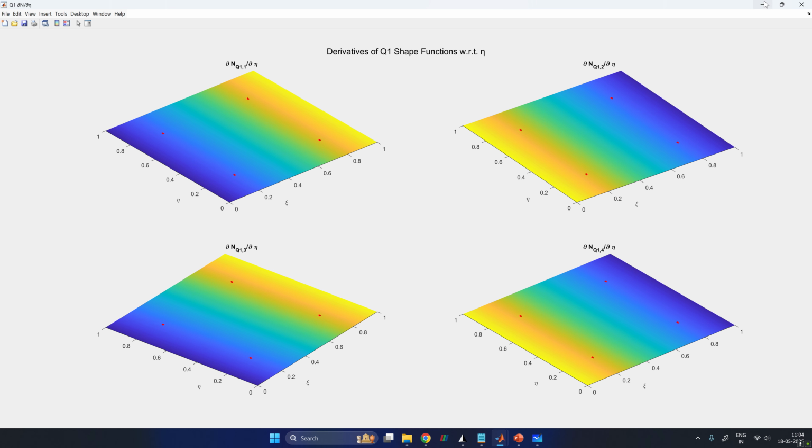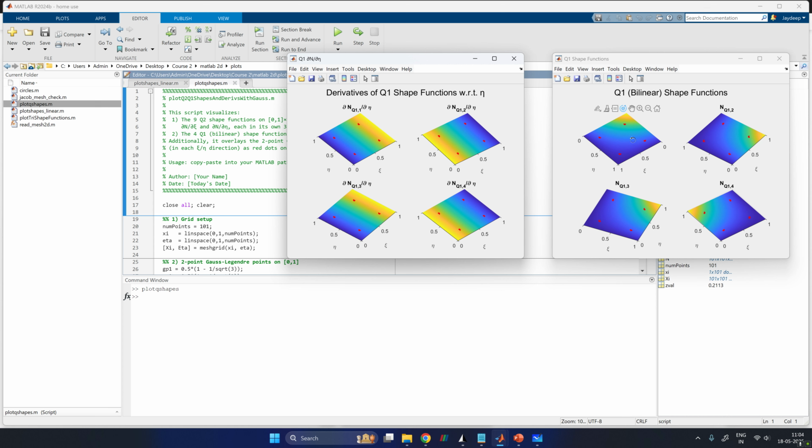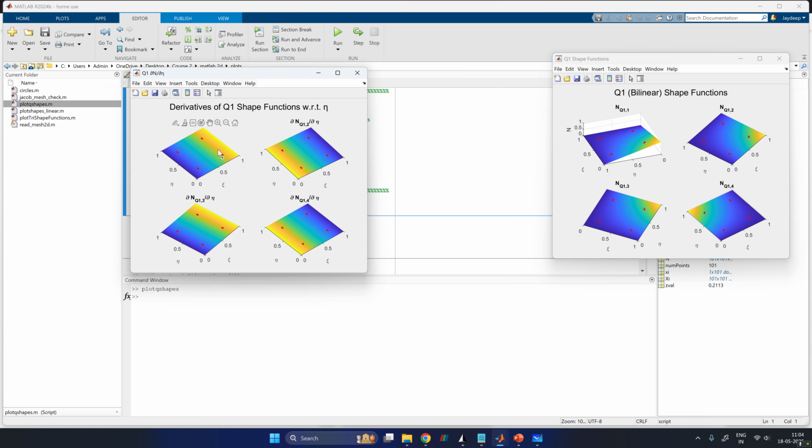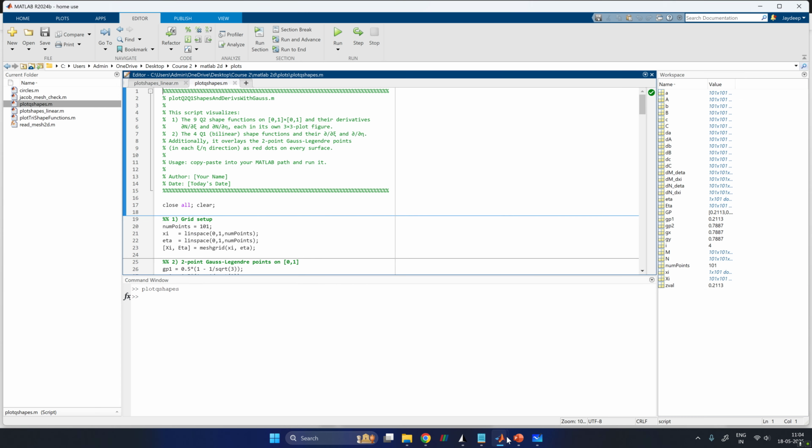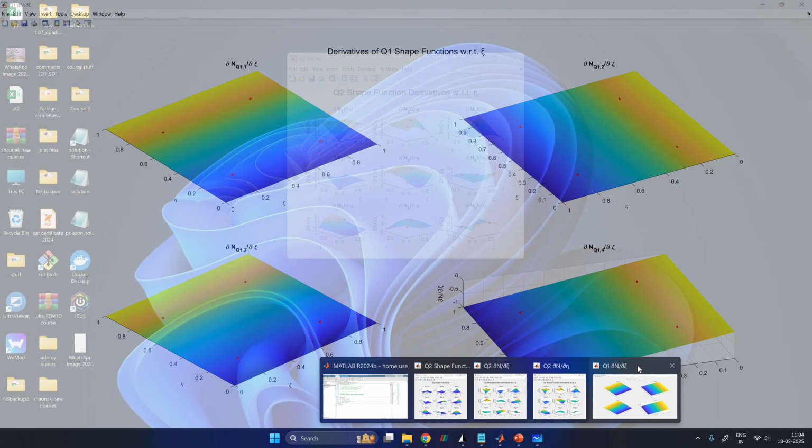So this is pretty straightforward for your Q1 case. You can see a variation in both directions because this is a 2D polynomial for Q1, and when you just take a partial derivative, you just see a variation in one direction. It's pretty straightforward. Let's have a look at our Q2 shapes as well.